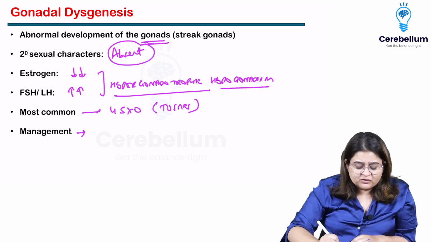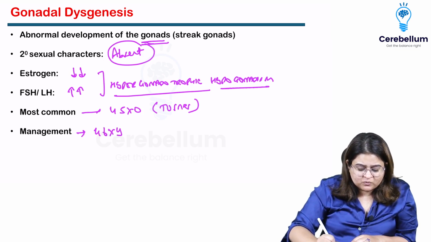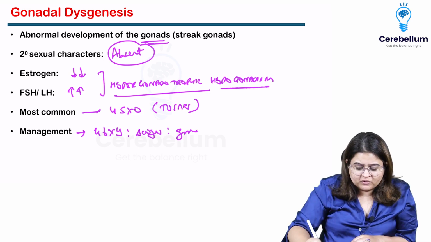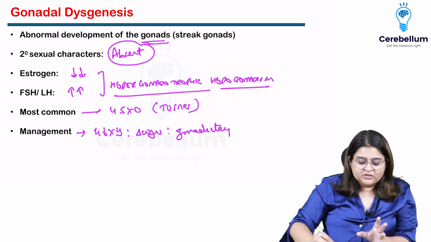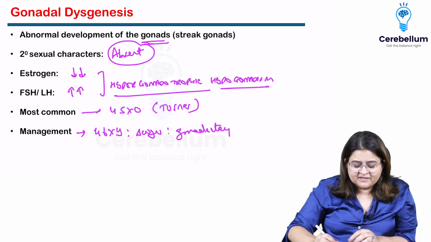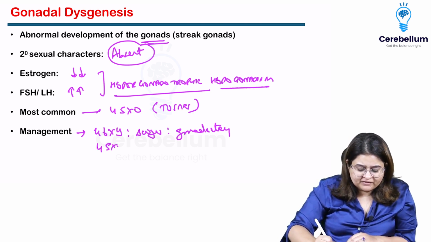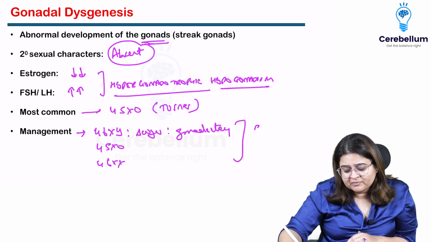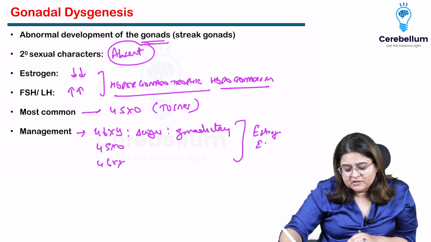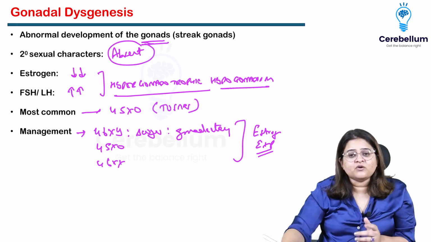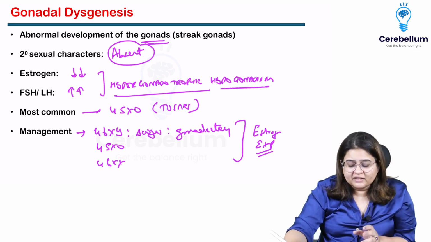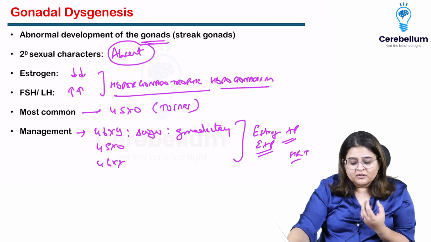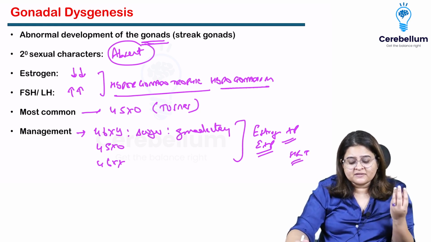Management of these people: if you have a 46XY gonadal dysgenesis, which is called Swyer syndrome, here you're going to do a gonadectomy. But usually for all the gonadal dysgenesis, whether it is 46XY, 45XO, or 46XX, you have to give them estrogen, or estrogen plus progesterone if they have a uterus. Basically hormone replacement therapy needs to be given.